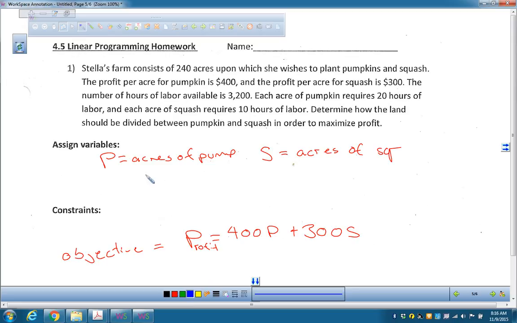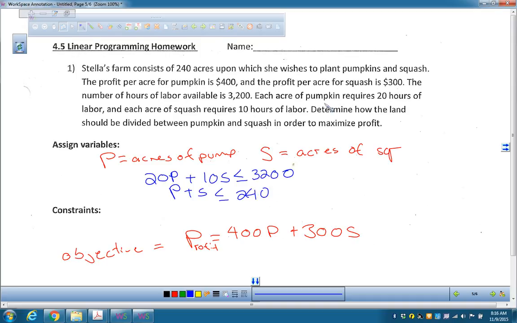20p plus 10s equals 3,200. 20p plus 10s, very nice, is less than or equal to, right? Requires the available is got to be less than or equal to 3,200. Okay, how could I use this 240? Go ahead, Will. P plus S is got to be less than or equal to 240.